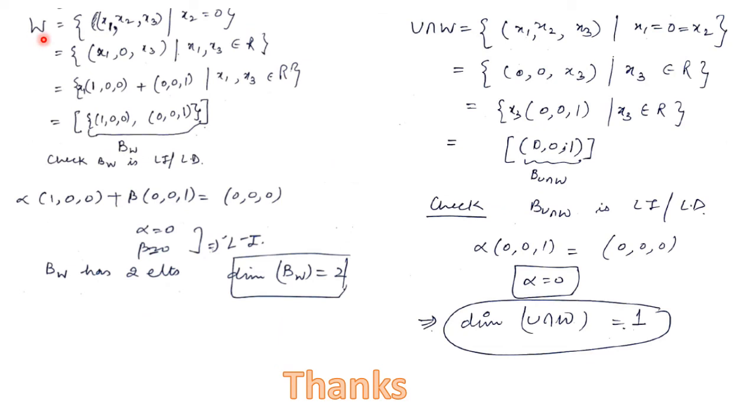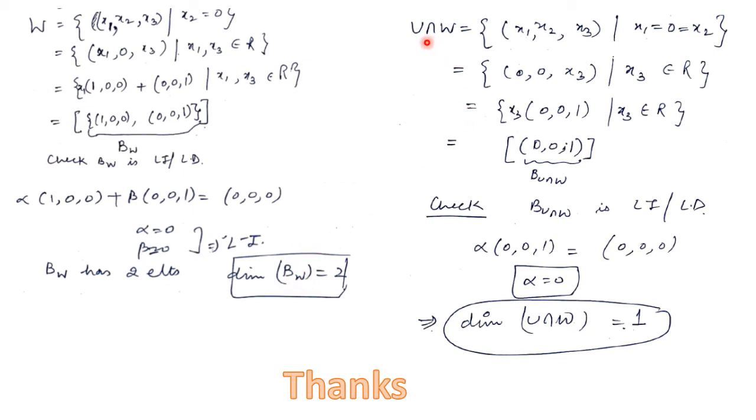Similarly, find out the dimension and basis for W. What is our W set? It is a set of 3-order tuples with second coordinate 0. So put this to be 0. You have just two variables left, X1 and X3. These are real numbers. Now you can take X1 common. You get 1, 0, 0. You can take X3 common. Here it is X3, I have missed it. So this is 0, 0, 1. Okay, so it's a linear combination of these two. Again check, this is LI. Clearly this is LI. So the dimension of W is 2. Here it is W, not BW. It should be W.